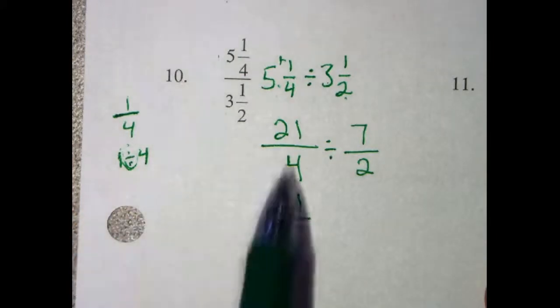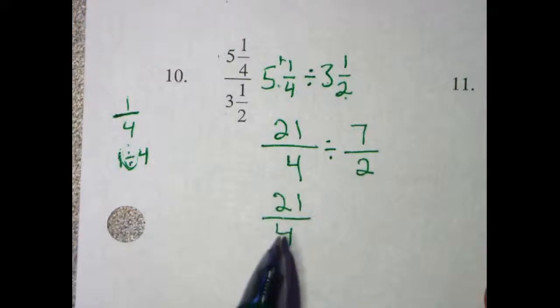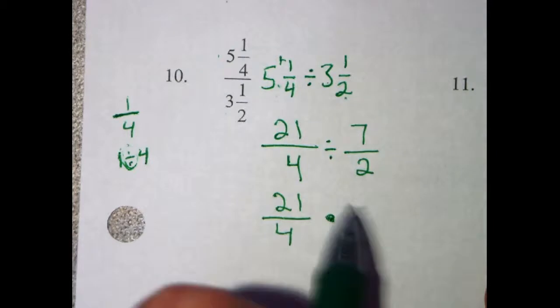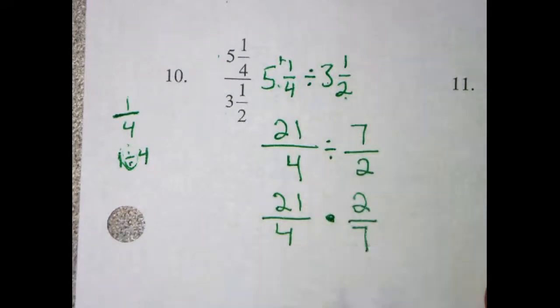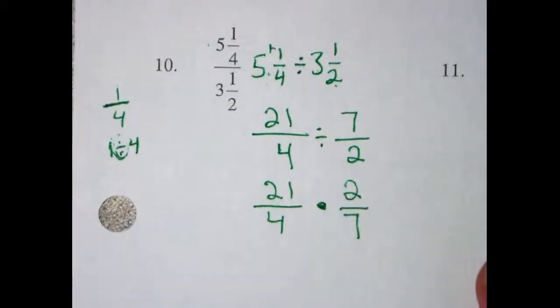The front one always stays the same. Nothing changes there. That's the key. Keep it the same. And then we can change division to multiplication and change 7 over 2 to 2 over 7. And from here, same steps: cross cancel if possible, multiply across.